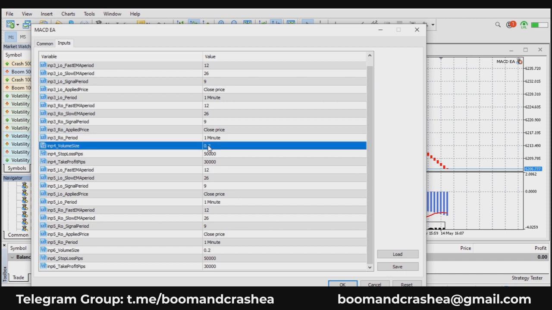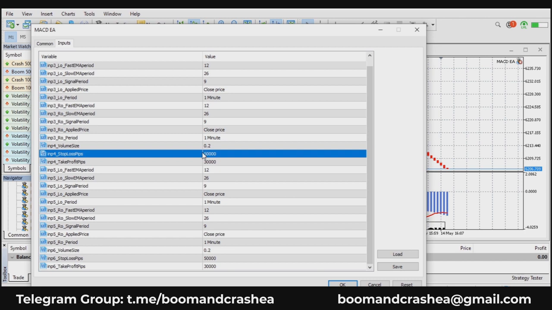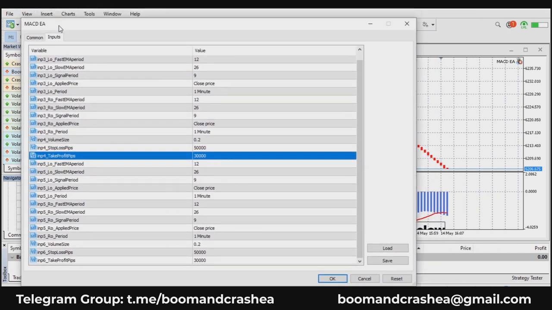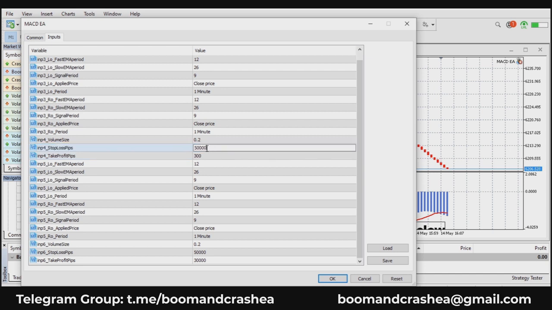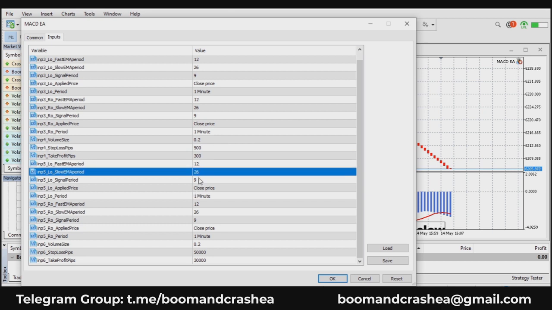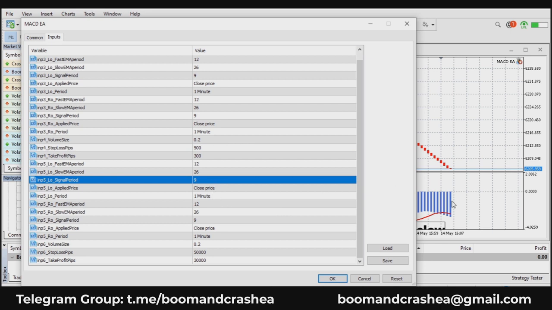it should sell with this lot size. And this is the stop loss, this is the TP, and this is for the crash 1000 boom 1000 market. So with 1,000 markets your TP should have about 4 zeros, but when you are using this on boom 500 or crash 500, you can reduce both by 2 zeros. Reduce both by 2 zeros if you are using it on the 500 markets. You can also adjust to your own preference. And then for the bottom settings, when the signal line crosses below the main line, it's going to buy. So the first portion is going to sell, the second portion is going to buy.